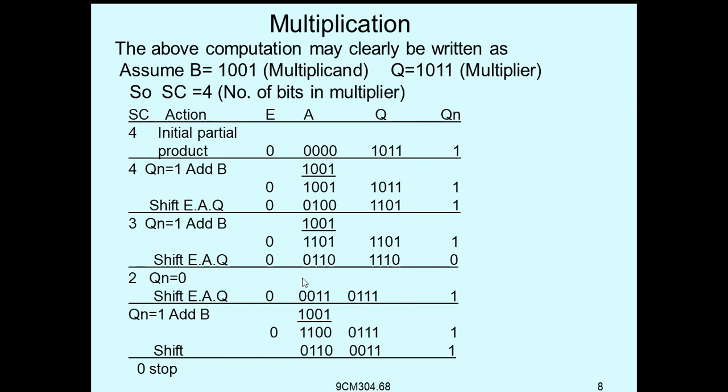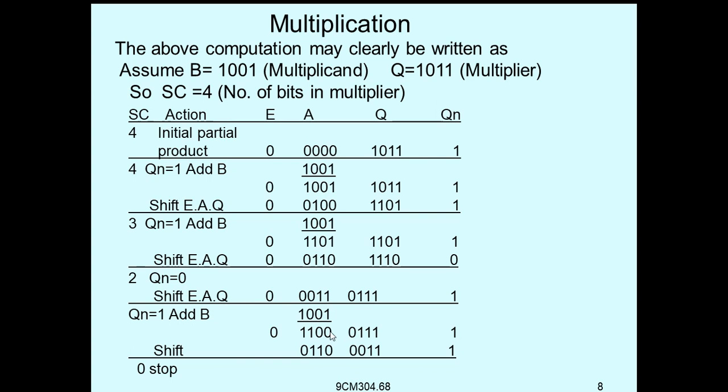So if it is 1, decrement the SC. So SC is nothing but 1. Qn is nothing but 1. So if it is 1, we have to add B to the A. So this is the result of the A, double 0 1 1. To this one we have to add the 1 double 0 1, and then we will get the result.